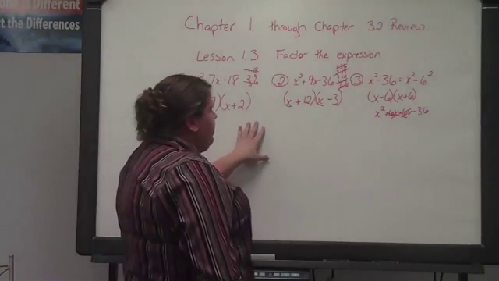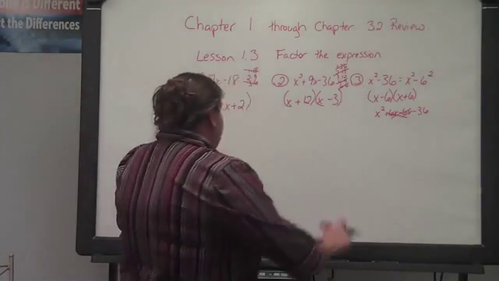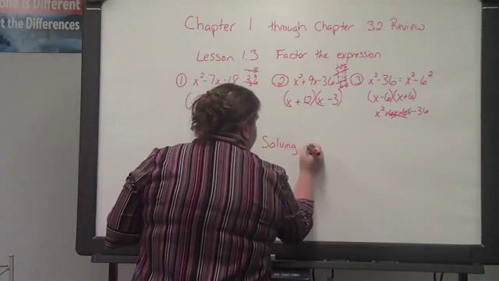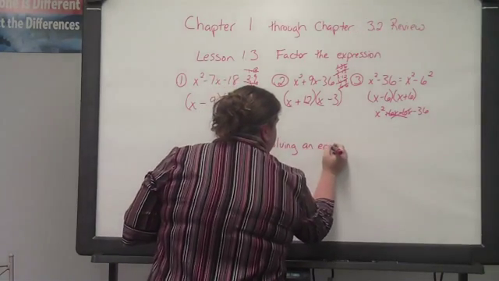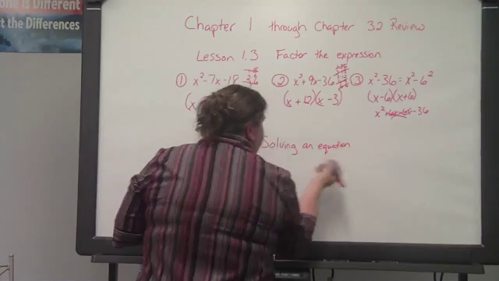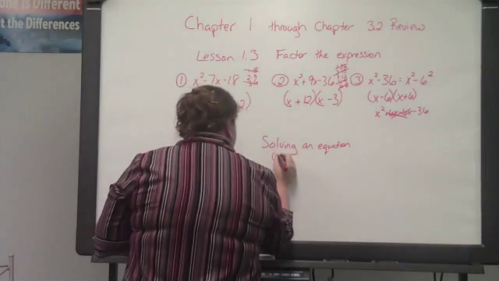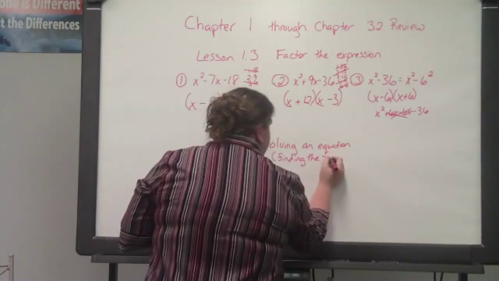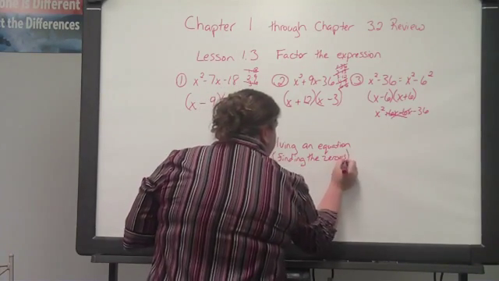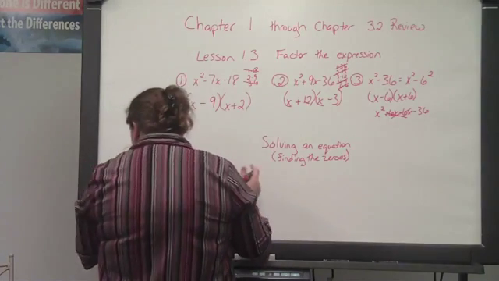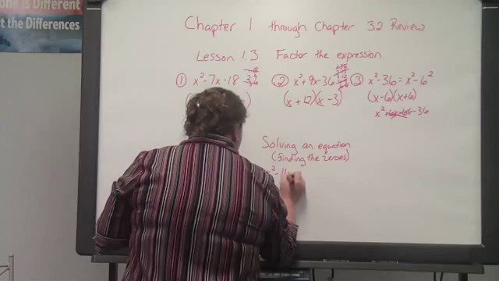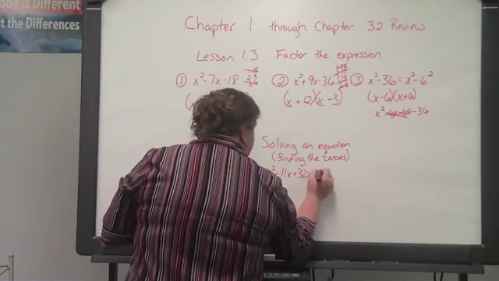The next thing we want to look at under lesson 1.3 is solving an equation. This can also be called finding the zeros. Now the equation I'm going to use is x squared minus 11x plus 30 is equal to 0.